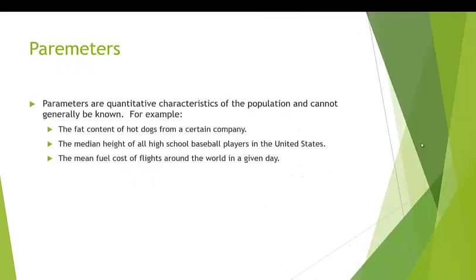So, two last words here that you need to know, and these are parameters and statistics. Okay, now we've talked about statistics before, but we're going to look at it now in the way that we are going to use it for the rest of the class. First of all, parameters. Parameters are quantitative characteristics about the population. Okay? In general, they cannot be known.